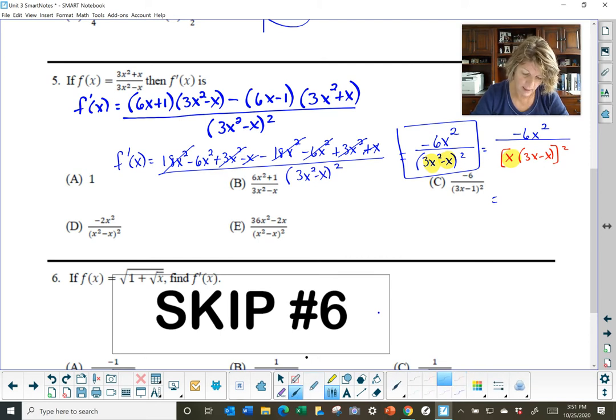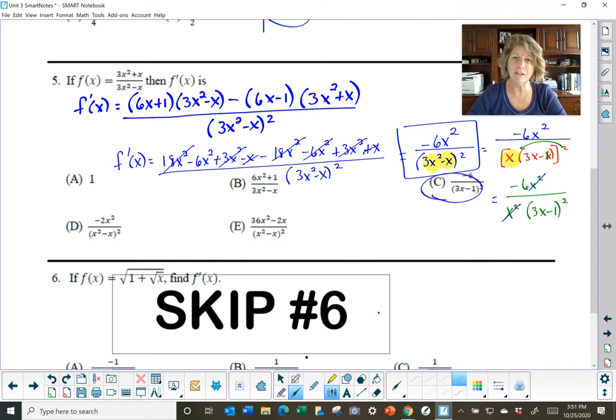So I get negative 6x squared. This x will take on the squaring, so I'll get x squared there. And I still will have this 3x minus, oh, this should be a 1. 3x minus 1 quantity squared. The x squared and x squared cancel. Now, is there an answer of negative 6 over 3? Yeah, C. That was tricky. Just a little bit more algebra to get a simplified answer.